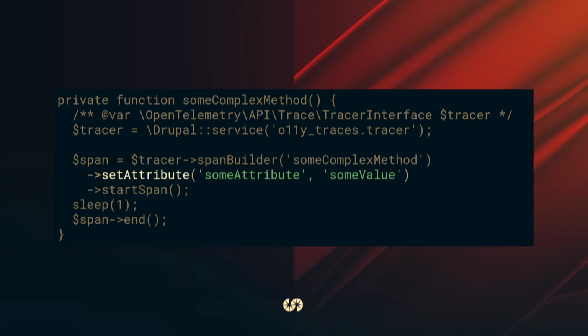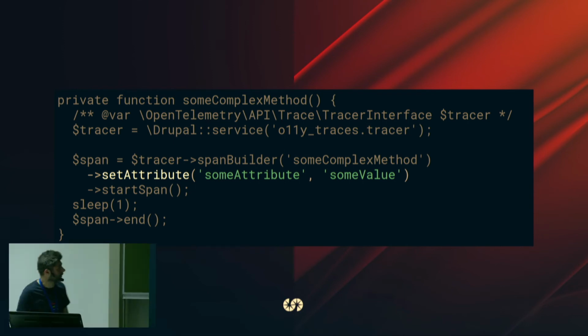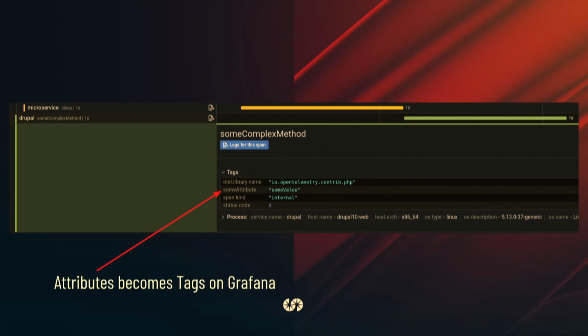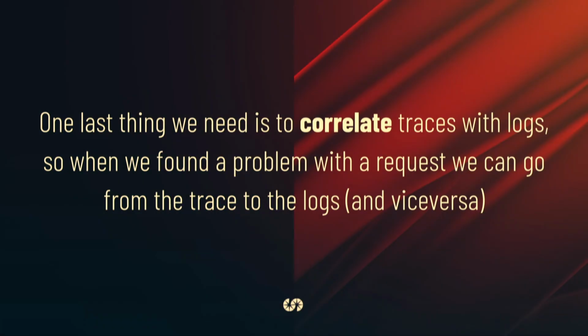You can also set attributes to the traces. That can be useful when you look at the trace on Grafana. That can be whatever you want, and in the Grafana UI, you will see every attribute you collect. On Grafana Cloud, they are called tags, but it's the same information.